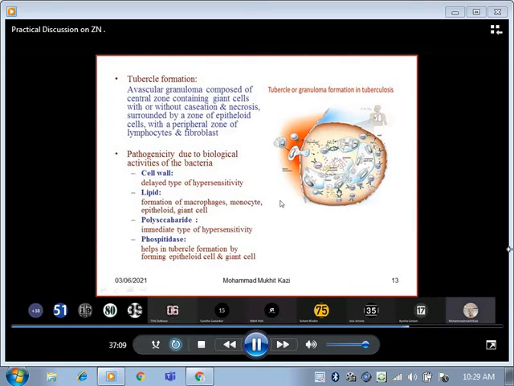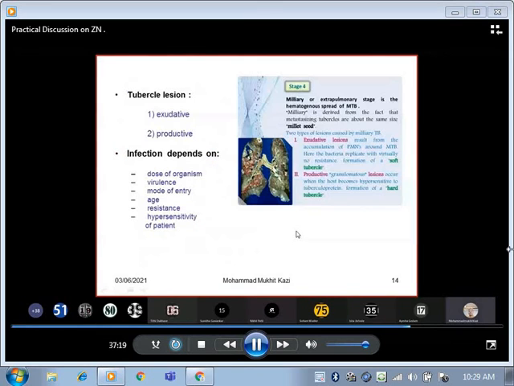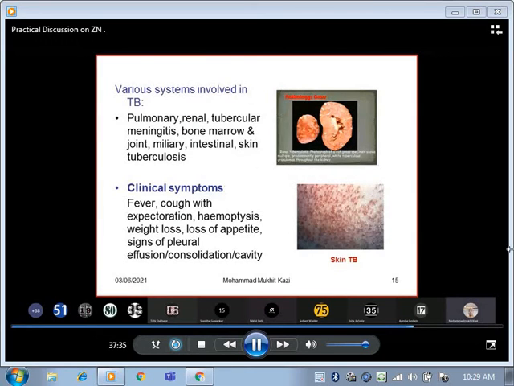What are the different virulence factors of the Mycobacterium tuberculosis bacilli? Cell wall itself is one of the antigens, lipid, polysaccharide, phosphatides. These are all their weapons actually. And generally the tubercle region is the exudative form or the productive form, and the infection depends upon these factors: dose, virulence, mode, age. Age, why? In the extreme ages, of course, it is more common as compared to the adult one.